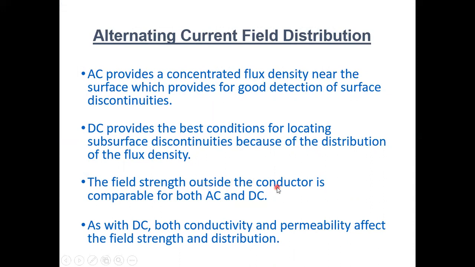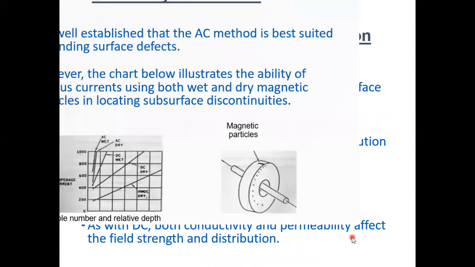Then, the field strength outside the conductor is comparable for both AC and DC. See here, this statement is again important: the field strength outside the conductor is comparable for both AC and DC. As with DC, both conductivity and permeability affect the field strength and distribution.